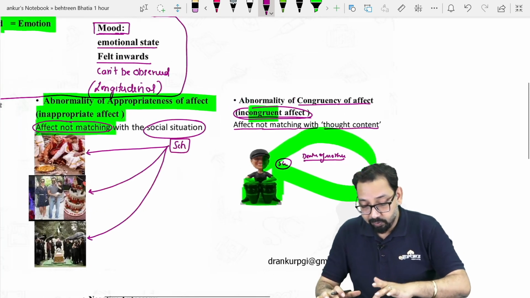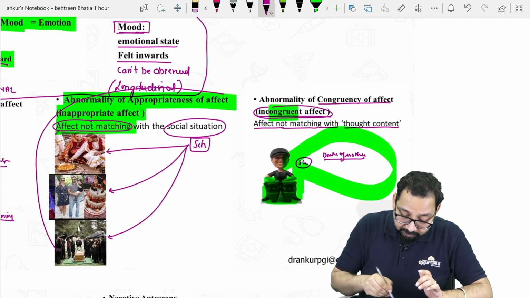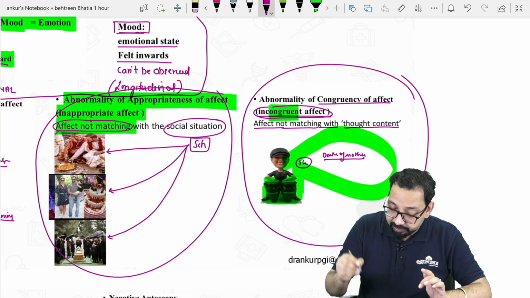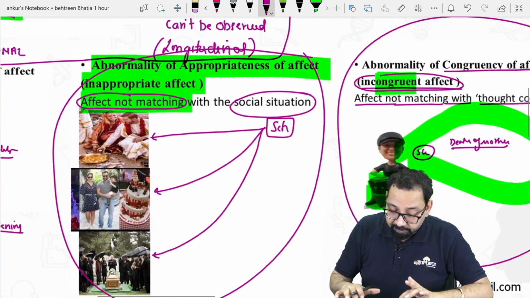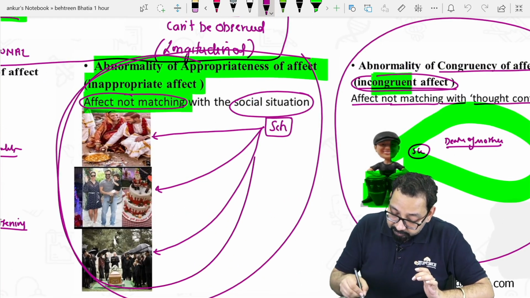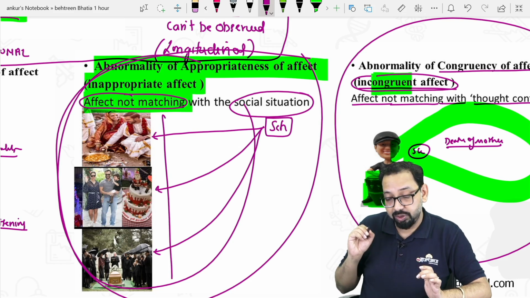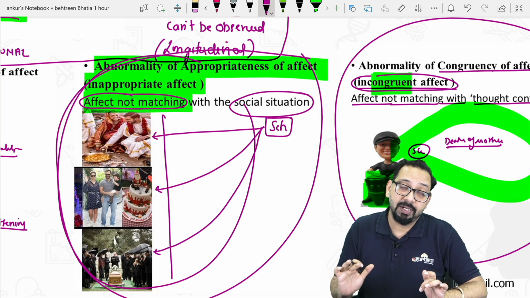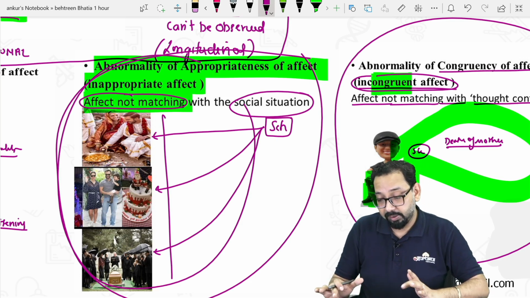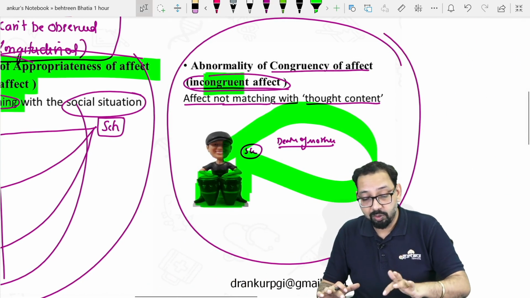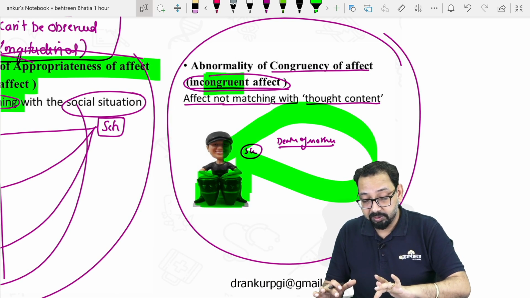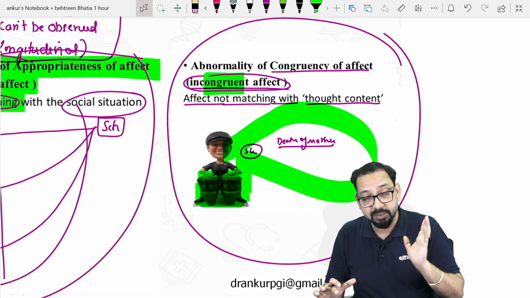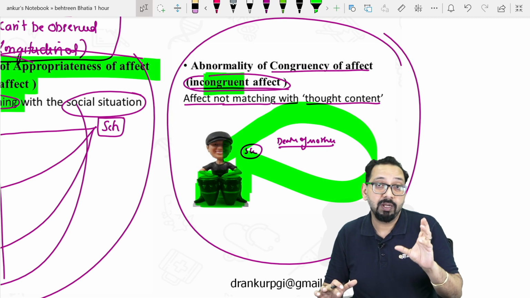Many times you will be confused between inappropriate and incongruent. That's why I have given the picture. You will remember these are the social situations. In a social situation, if affect is not matching, that is inappropriate affect. Clear? And if content is not matching, you will remember this person is a schizophrenic patient describing the death of mother happily.